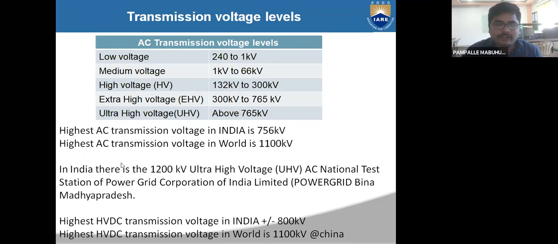You can also transmit the power through HVDC transmission lines. The highest HVDC transmission line voltage in India is plus or minus 800 kilovolts. Electrical power is transmitted either as AC or DC. For high voltage DC, the highest voltage in India is plus or minus 800 kilovolts, and in the world it is 1100 kilovolts. This 1100 kilovolt HVDC transmission system is there in China.